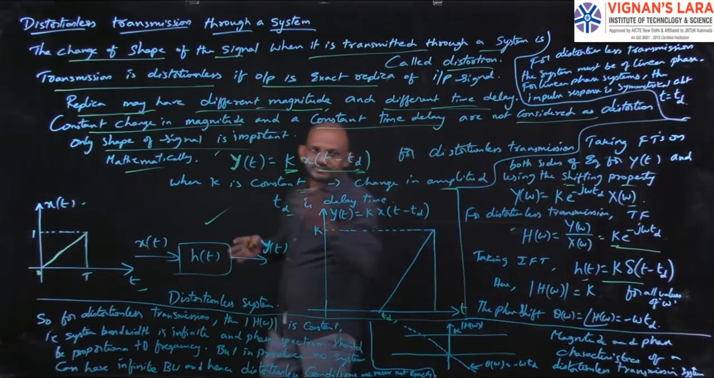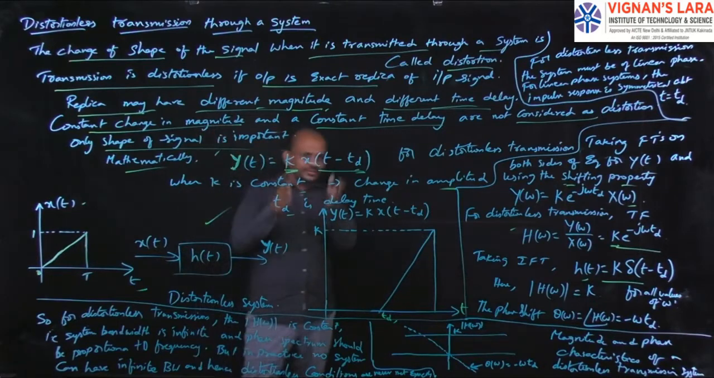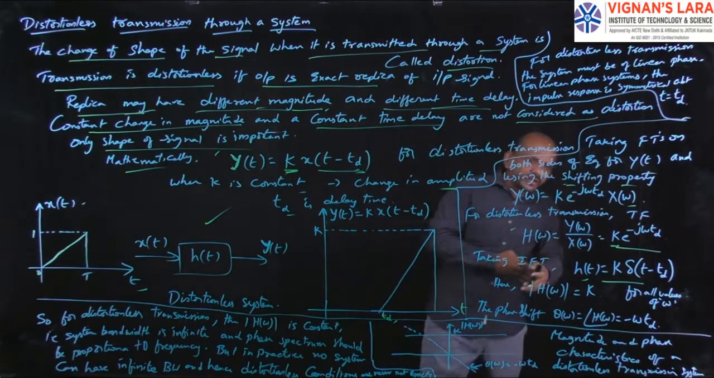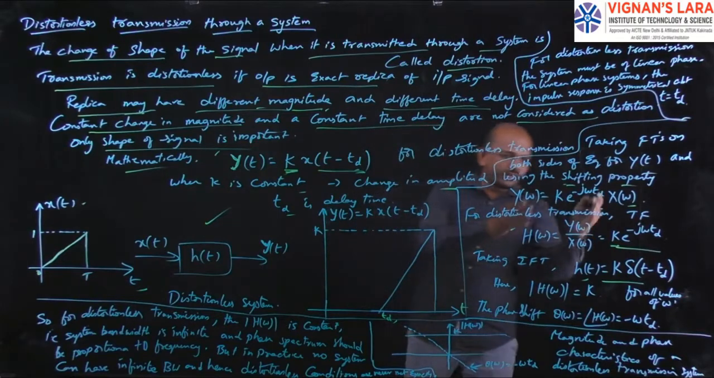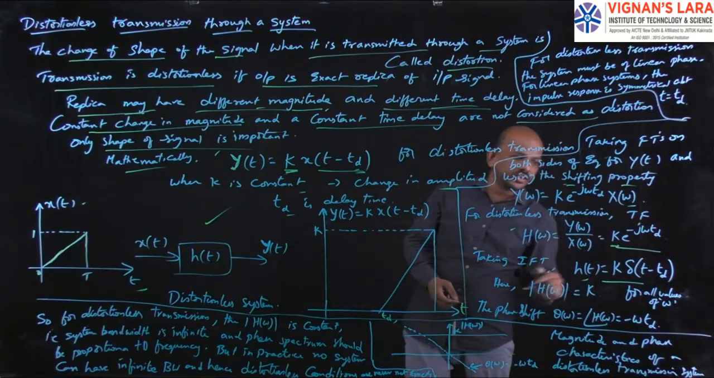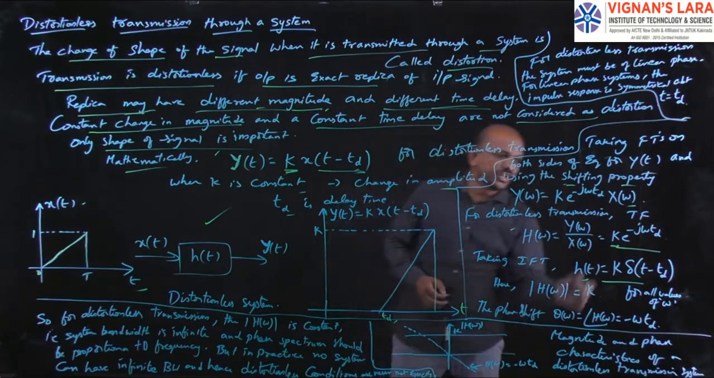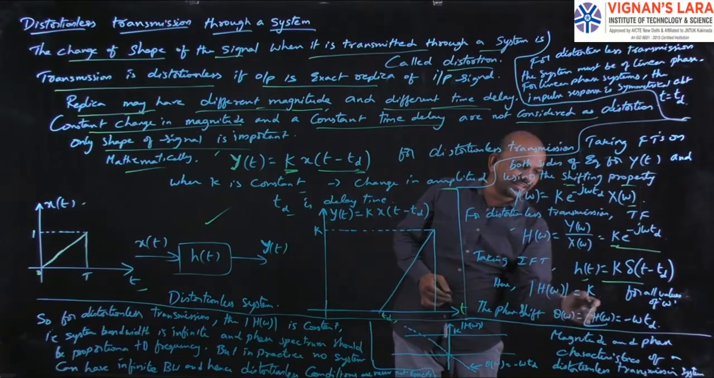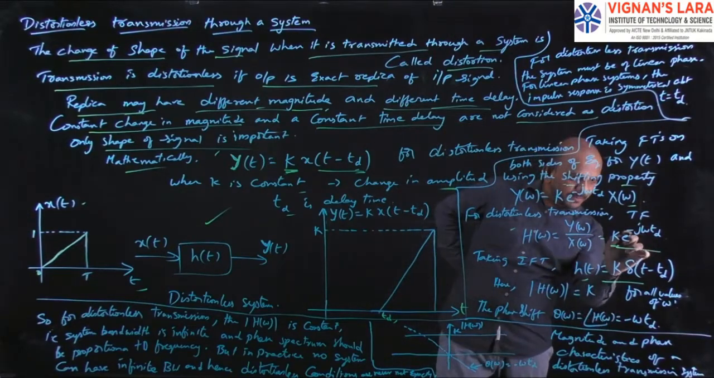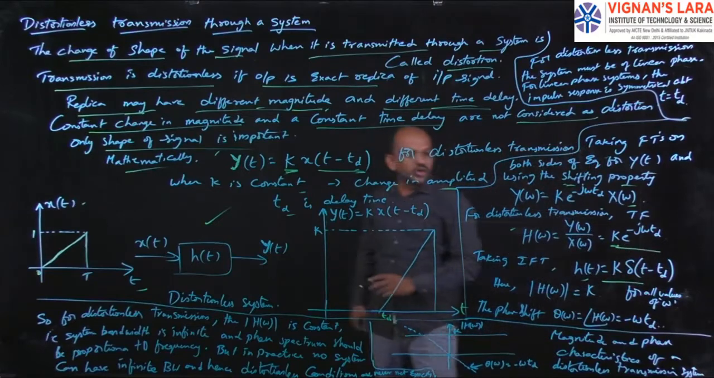So the representation will be the mod of the signal, that is the magnitude, into e power j theta. Okay, the theta is the phase angle. So here, the magnitude of the transfer function H of omega will be equal to k for all values of omega. And the phase shift theta of omega, nothing but the angle of H of omega, will be equal to minus omega td.